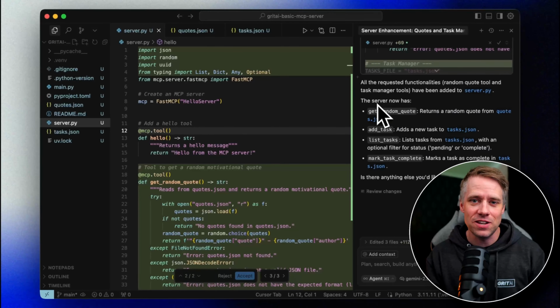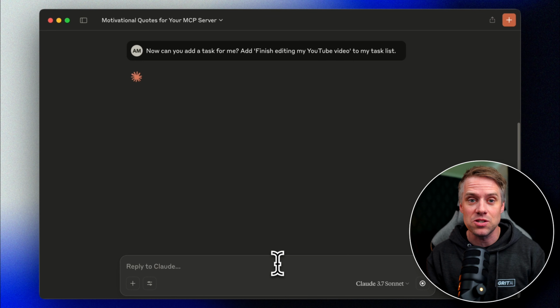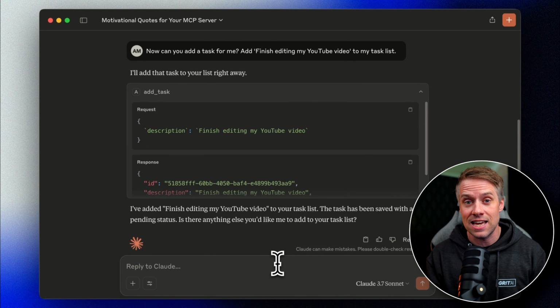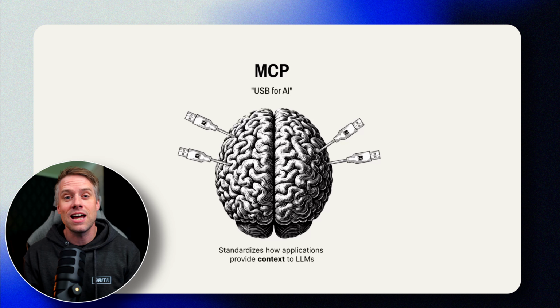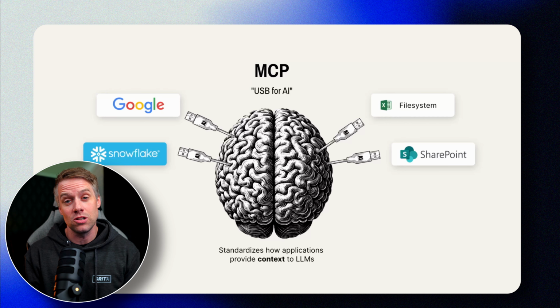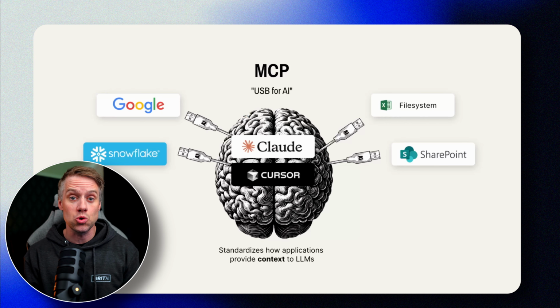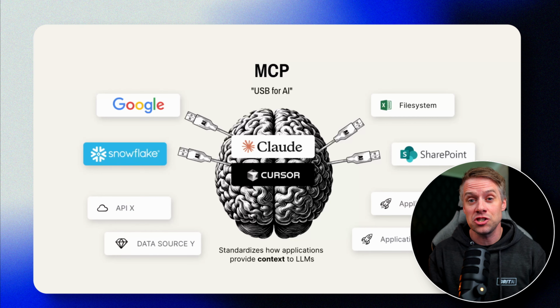If you caught my last video, we built a simple MCP server that could manage tasks and return motivational quotes. Make sure you check that one out first, here. If you're new to MCP, it stands for Model Context Protocol, and you can think of it as a bridge that allows AI models like Claude to interact with external tools and data sources. I've got a more detailed explanation in my previous video, which I'll link in the description.